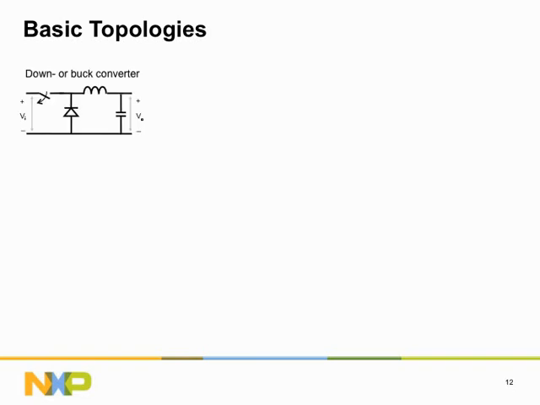The first one is the so-called buck or step-down converter. As the name already suggests, this converter can be used in circumstances where the required output voltage is lower than the input voltage. The converter converts the voltage downwards. The basic operation is as follows. When the switch is closed, current starts to flow through the components as indicated by the red arrow.